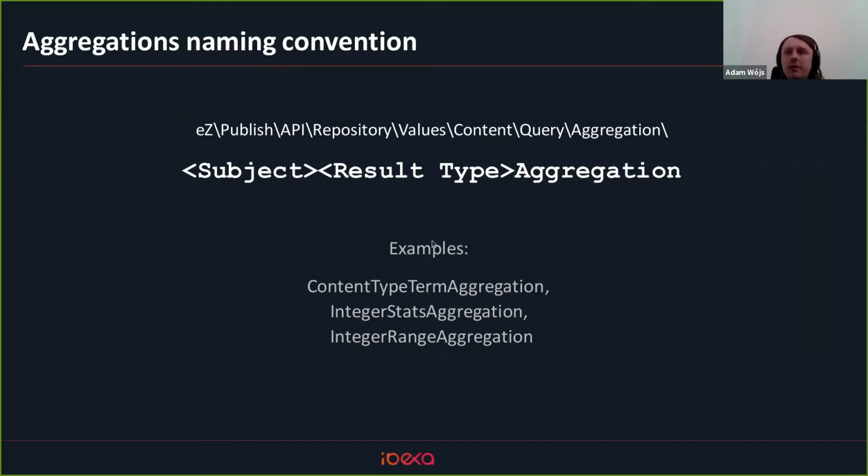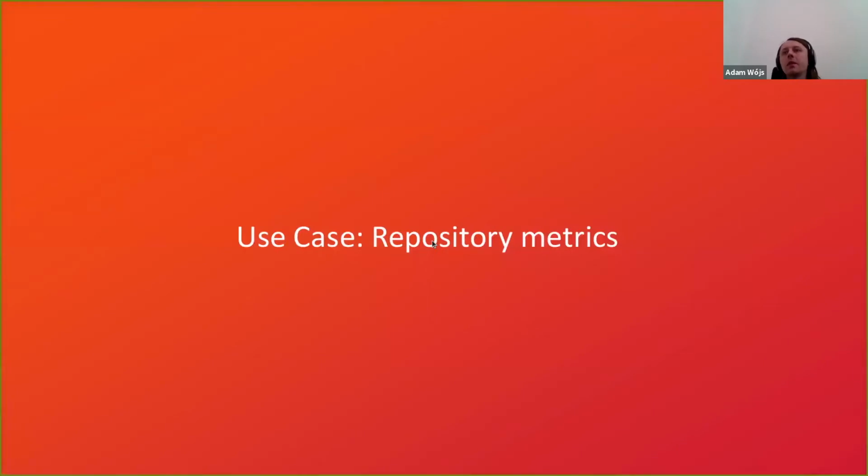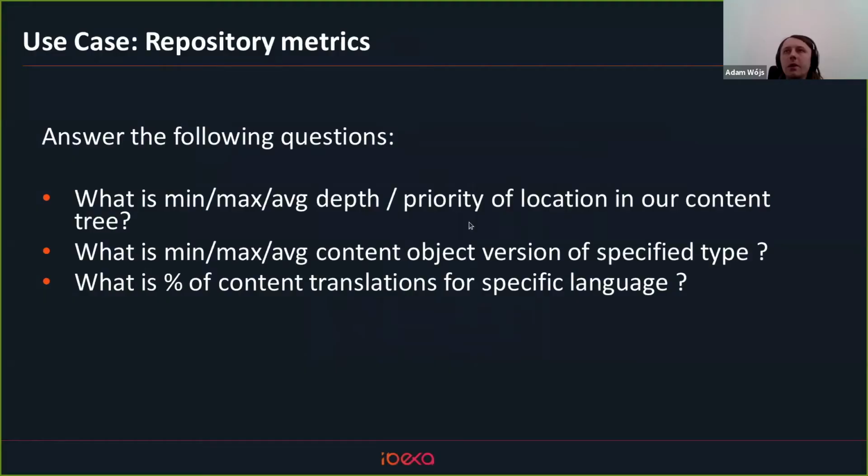Okay, this is the first part. Now we will jump into the first use case. What are we going to build? We would like to answer the following question. For instance, what is the minimum, maximum, average depth or priority of locations in our content tree?